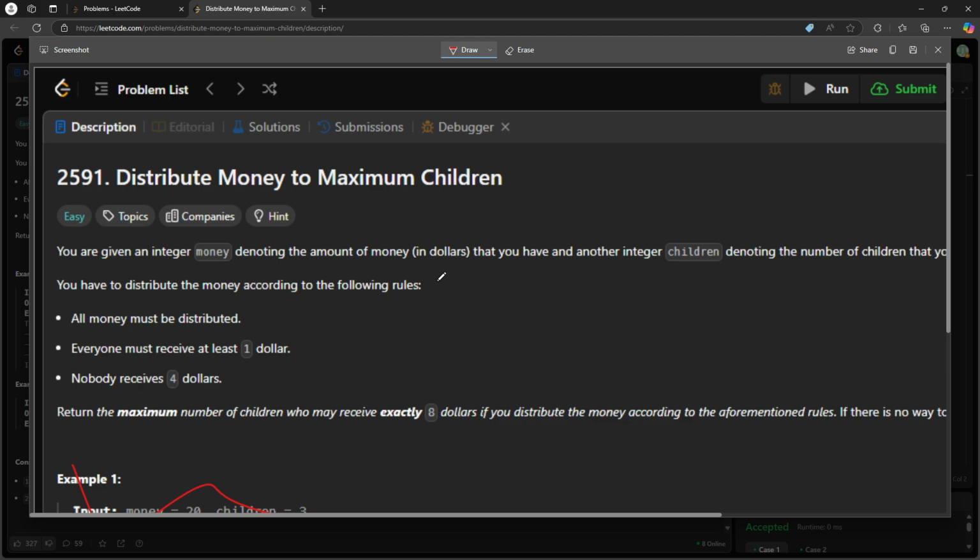So let's think about it. If everyone needs to receive $1, which means when you get the money, you need to distribute $1 to every child. So money will be minus equal to children right away. So everyone will receive $1, which will satisfy this, right?